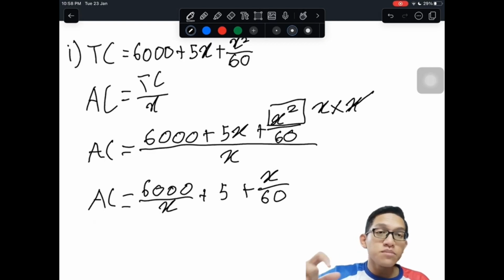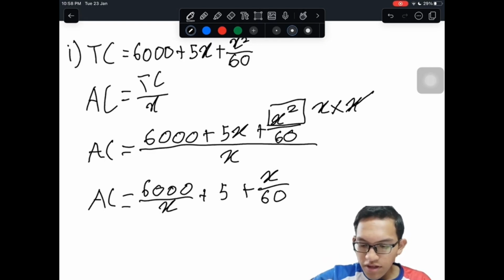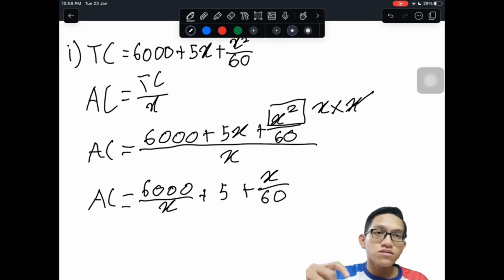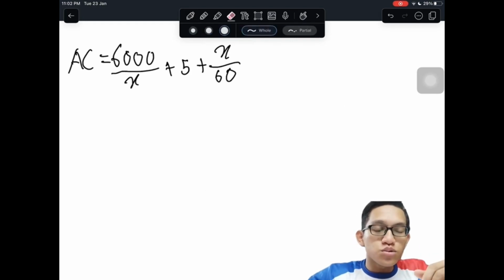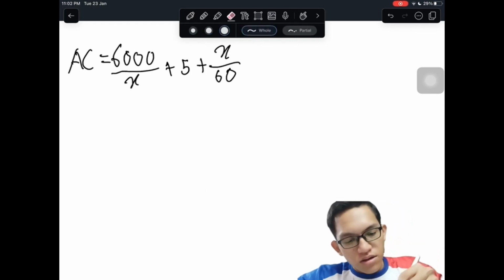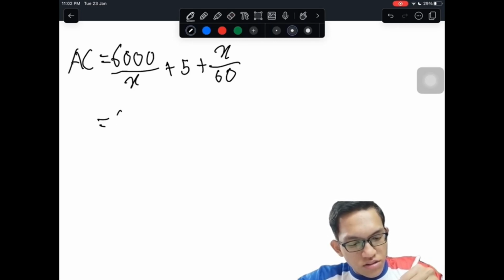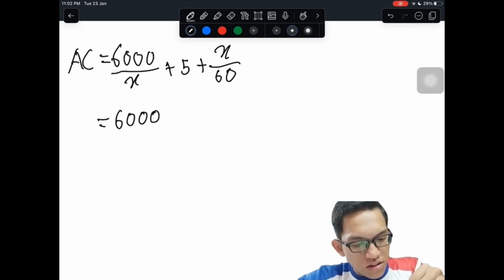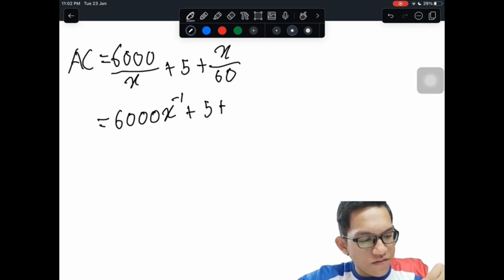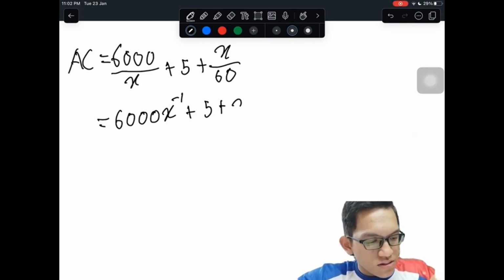Then to find the minimum average cost, we need to differentiate the average cost function, so we change the equation to a form that we can differentiate. So the equation will be 6,000 X to the power of negative 1 plus 5 plus X times 1 over 60.